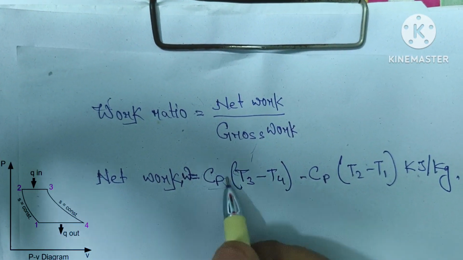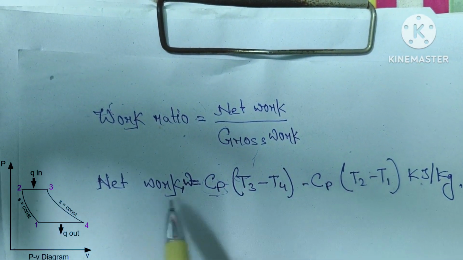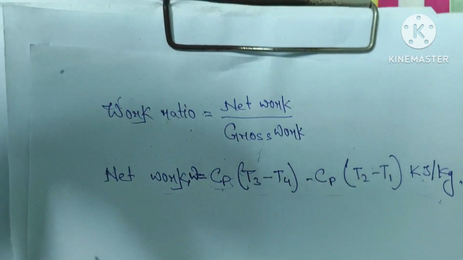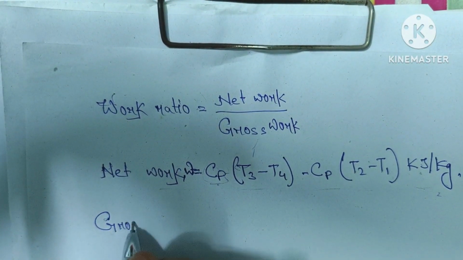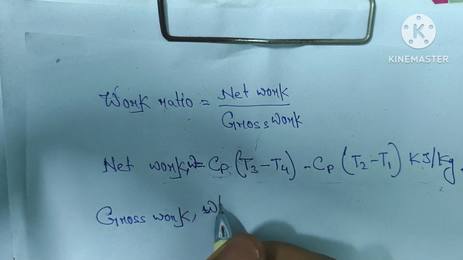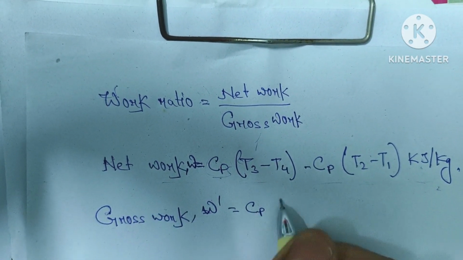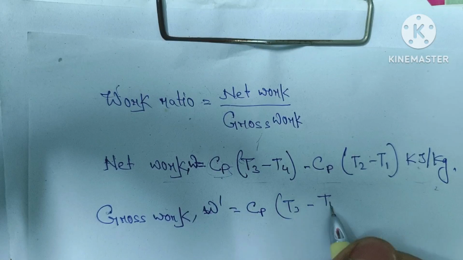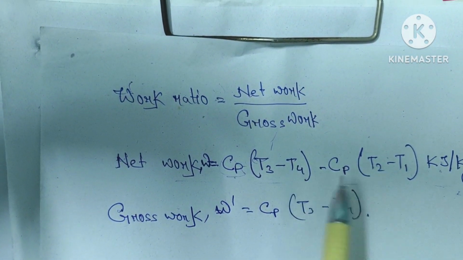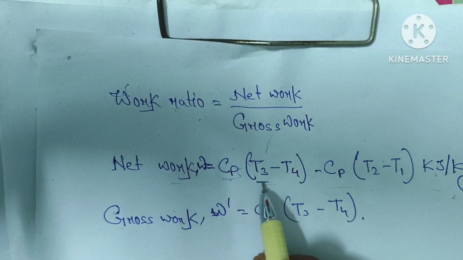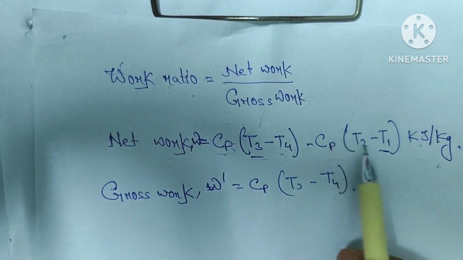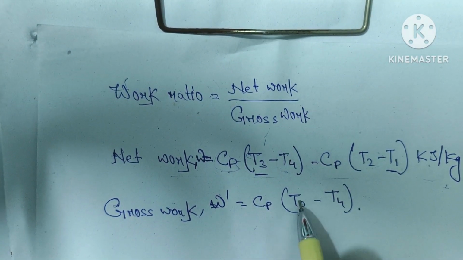So why Cp? As this process is going under constant pressure. And what is gross work? Let it be W dash, that is equals to Cp into T3 minus T4. So already we know the value of T3 and T1, but we need to calculate the value of T4 and T2 to get these two values.